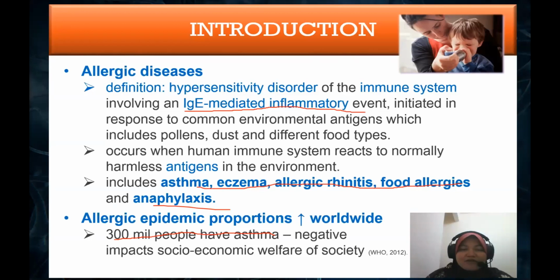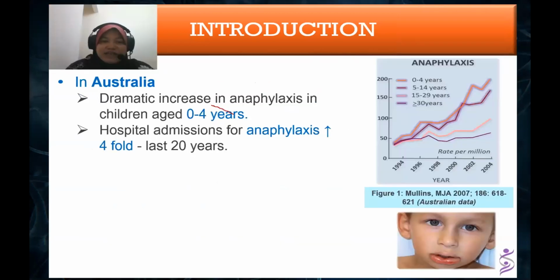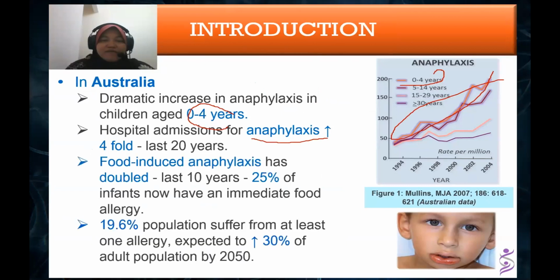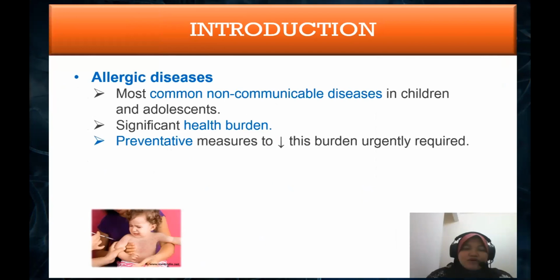In Australia, a dramatic increase is seen in anaphylaxis in children aged 0 to 4 years old. Hospital admission for anaphylaxis increased fourfold in the last 20 years. Food-induced anaphylaxis has doubled in the last 10 years, whereby 25% of infants now have an immediate food allergy. 19.6% of the Australian population suffer from at least one allergy, and this number is expected to increase to 30% of the adult population by the year 2050. Allergic diseases are the most common non-communicable diseases in children and adolescents. They are a significant health burden, thus preventative measures to reduce this burden are urgently required.